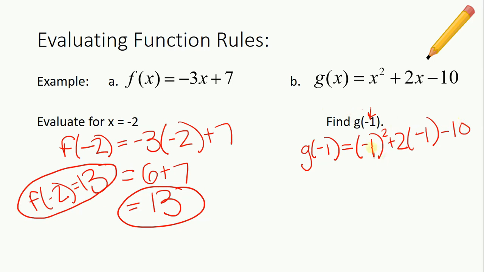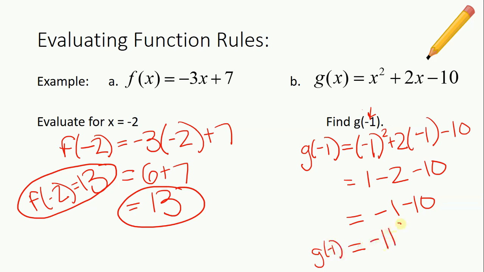I got -1 squared. That is a 1, right? Because -1 times -1 is +1. Careful, guys, if you do that on your calculator, which I hope you don't have to, but if you do, please be careful. Make sure you put that -1 in some parentheses. Otherwise, you will get -1 out of that deal. 2 times -1 is -2 minus 10. 1 minus 2, -1 minus 10. And it looks like g of -1 is -11 for our final answer.